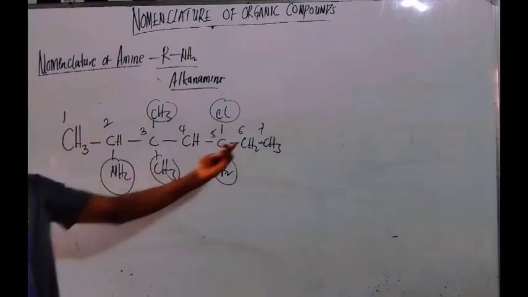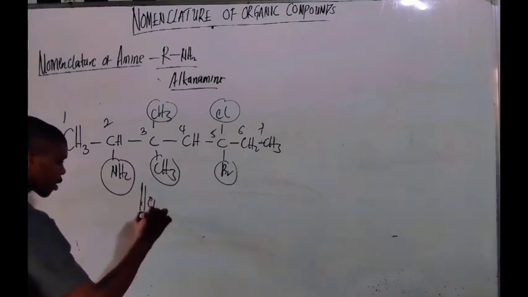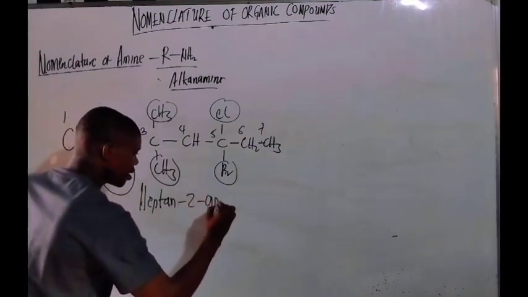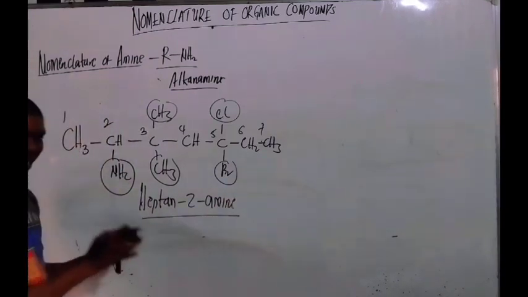The parent name is hepta-2-amine. Why is it hepta? Because it's 7 carbons. So it's going to be hepta-2-amine. This is the parent name.